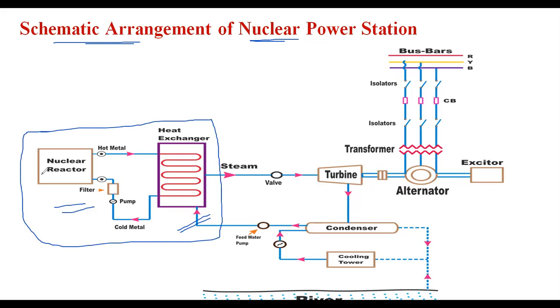Here, the major components of the nuclear power plant are: one, the nuclear reactor; the second, the heat exchanger; third, the steam turbine; and the fourth, the alternator. Another name for the alternator is AC generator. And the fifth one is the condenser.